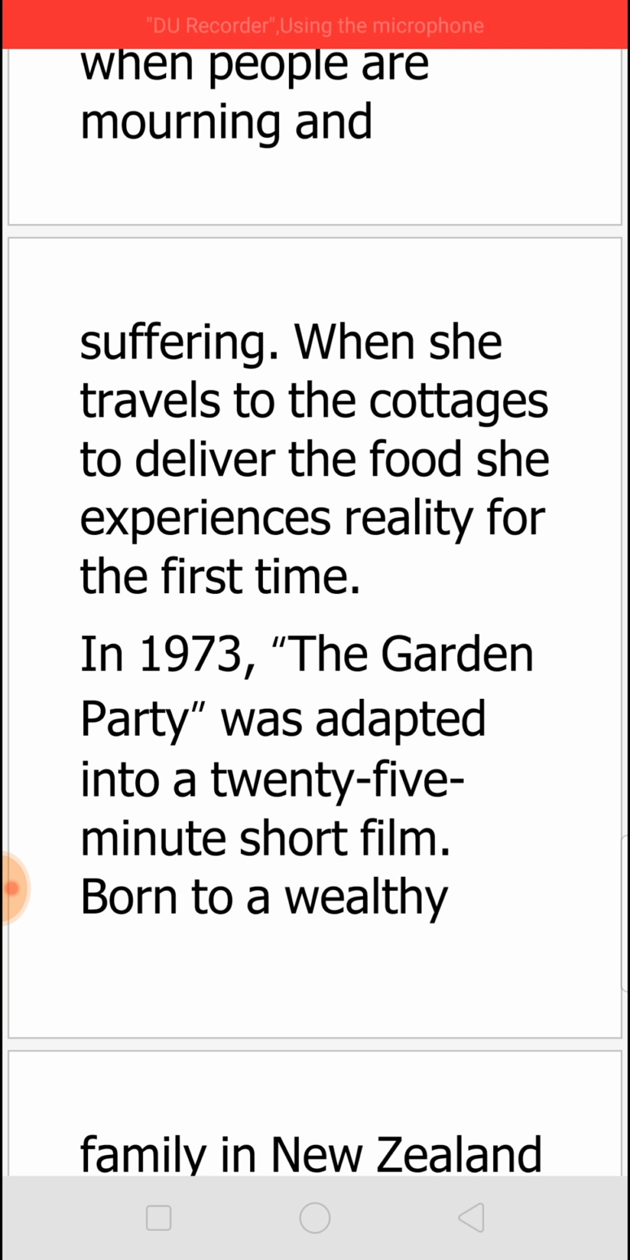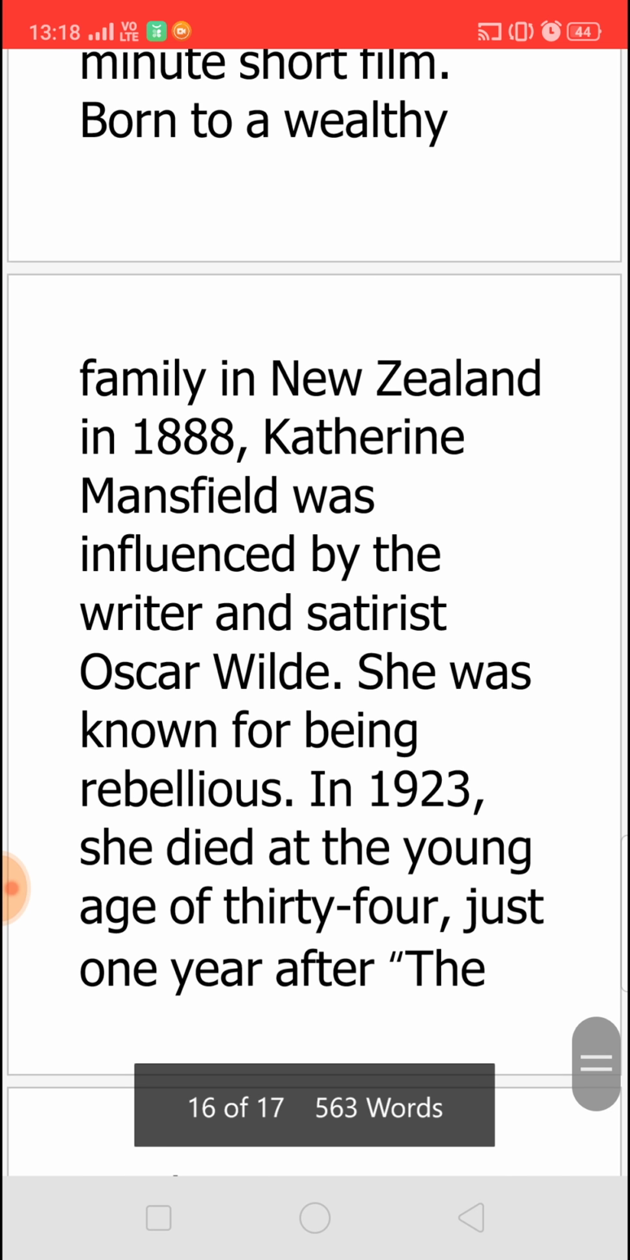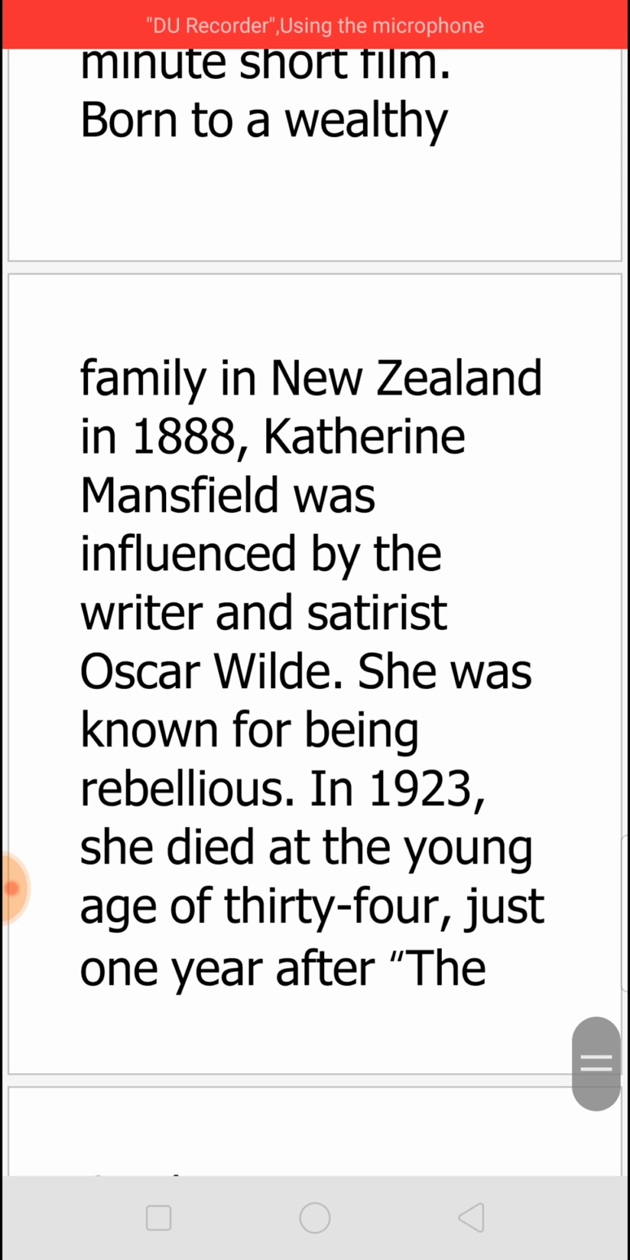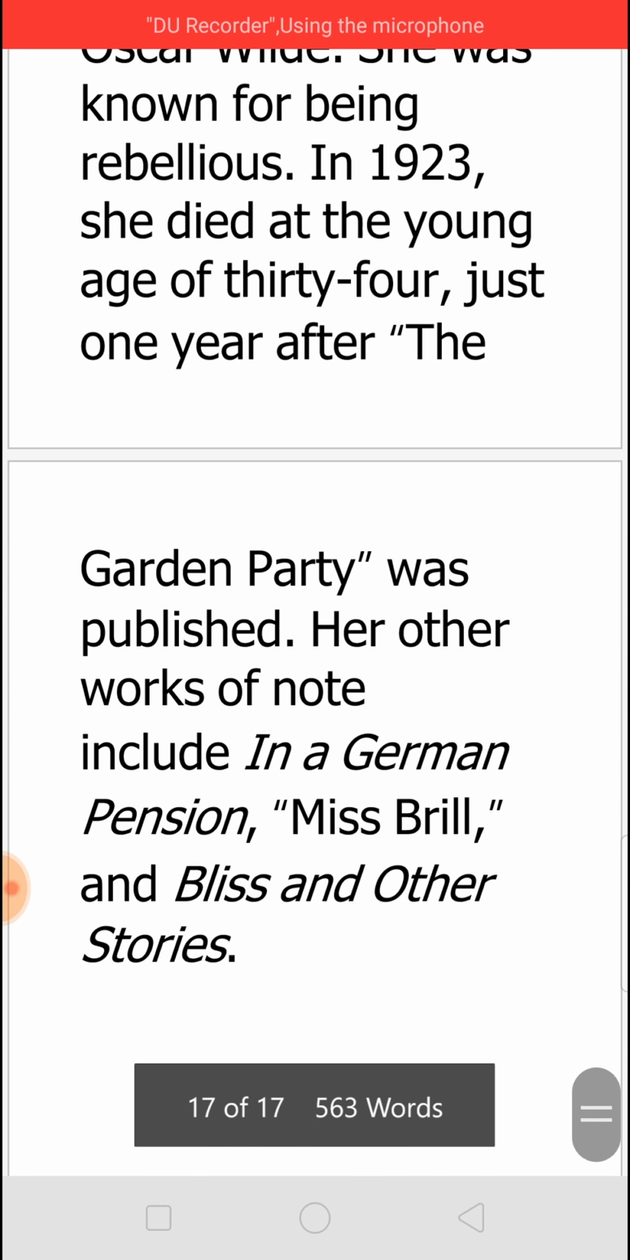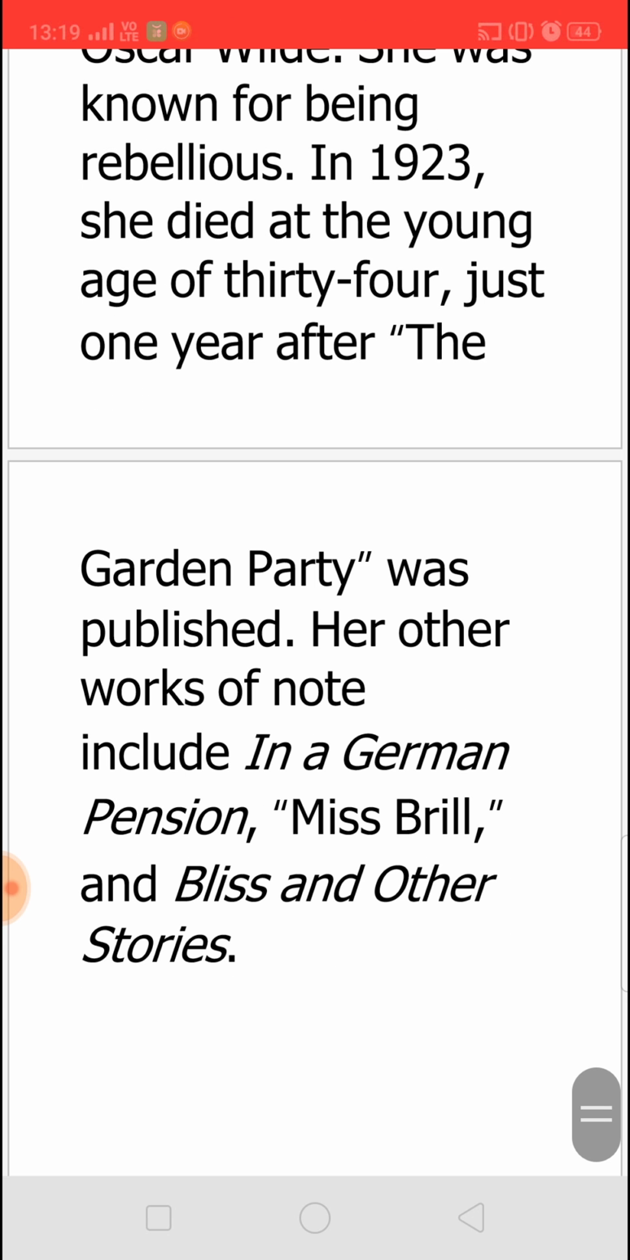Katherine Mansfield herself, being born in a very rich family, was influenced by the writer Oscar Wilde, and she was rebellious by nature. She died at a very young age of 34 in 1923, and in 1922 this story was published. Her other important works are In a German Pension, Bliss, and other stories.